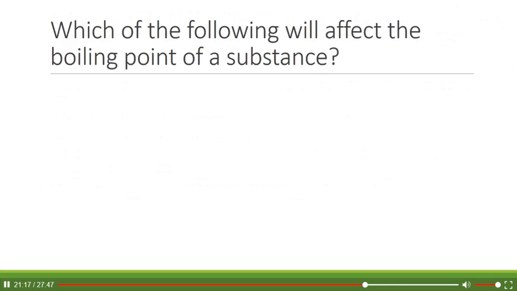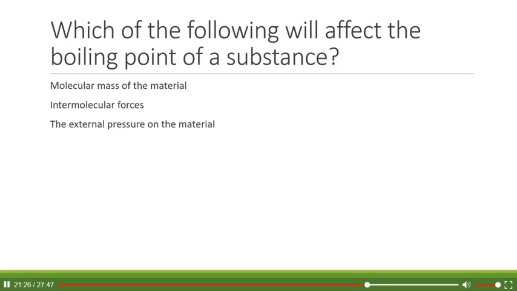Next, we want to look at which of the following will affect the boiling point of a substance. Molecular mass of the material, intermolecular forces, the external pressure on the material, or all of these. Okay, so we know boiling point is when vapor pressure is equal to atmospheric pressure, and we know that as we have greater things holding substances together, the harder it is to pull it apart, so the harder it is to achieve boiling, right? You have to break all of the particles apart in order to go from a liquid to a gas state. So all of these are going to be important.